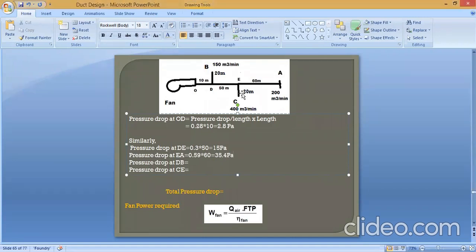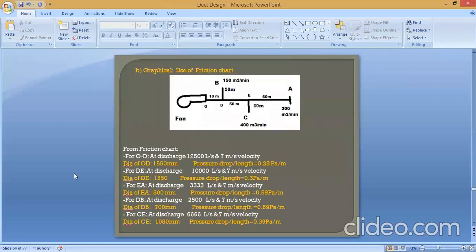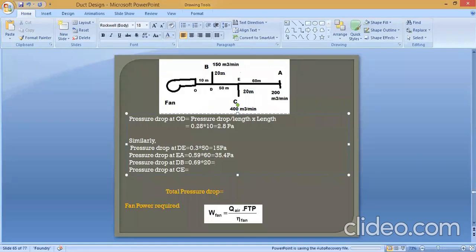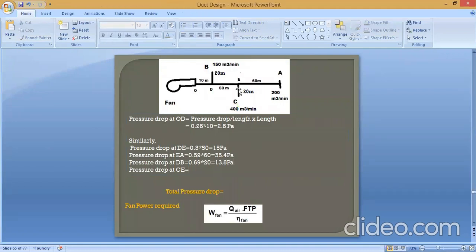Next is D to B. Where is D to B? D to B pressure loss per unit length is 0.69 into D to B length, which is 20. So 0.69 into 20 comes to be 13.8 Pascal. And last, C to E, this branch.